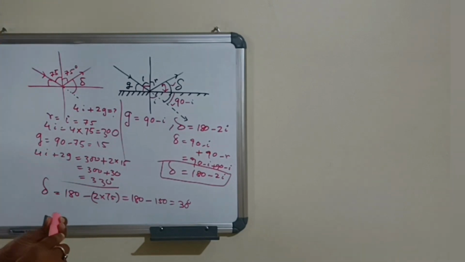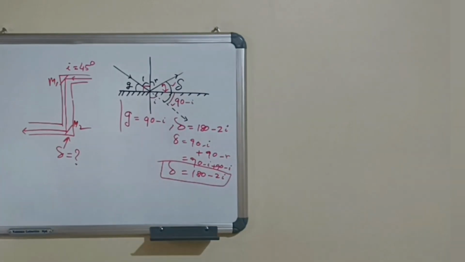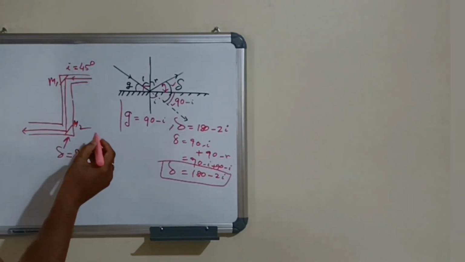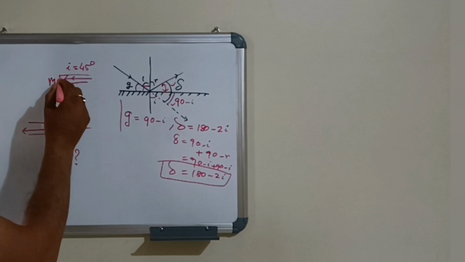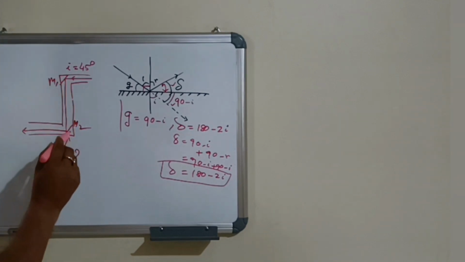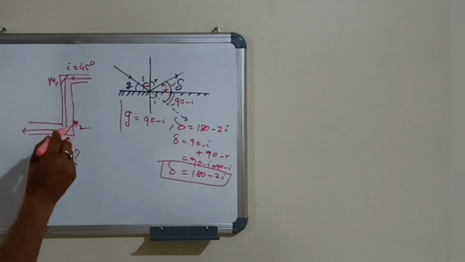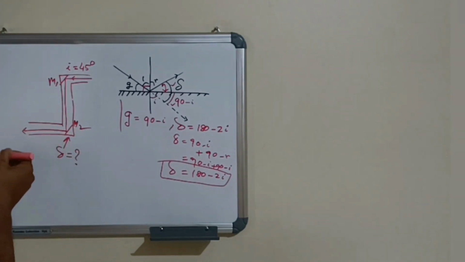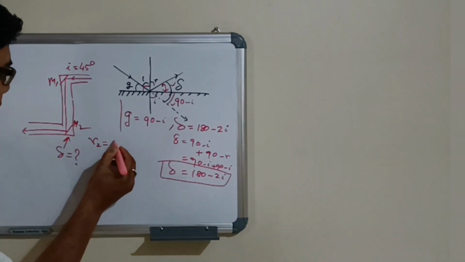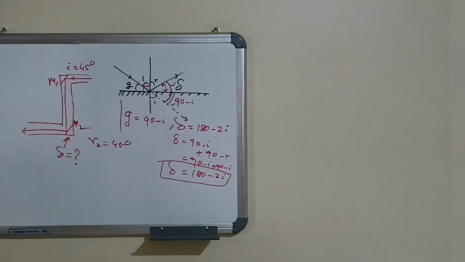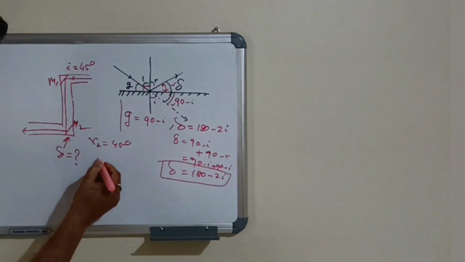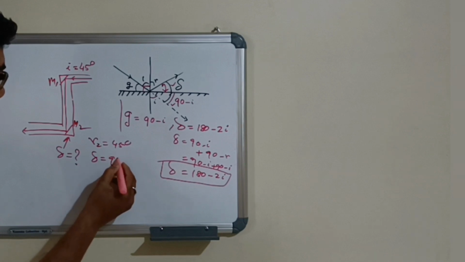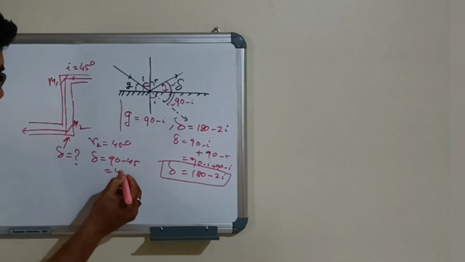I have another problem. Let's see. It is similar to a periscope. The angle of incidence is equal to 45 degree, and the reflected angle is equal to 45 degree, and it is falling on the second mirror M2. So what would be the angle of reflection when the ray is going out? As per the laws of reflection, R2 is equal to 45 degree. Then the glancing angle is 90 minus 45 is equal to 45 degree.